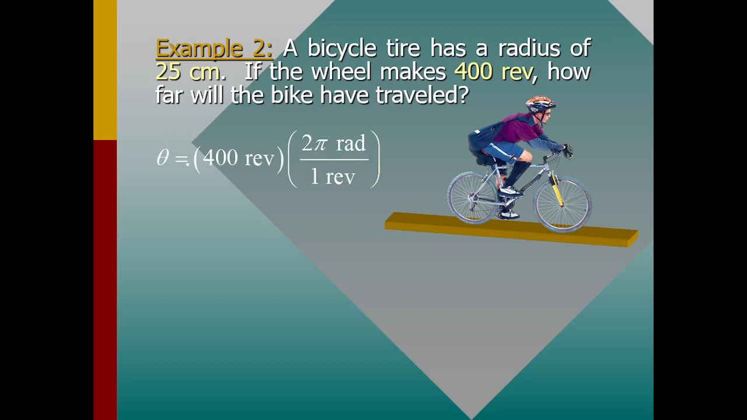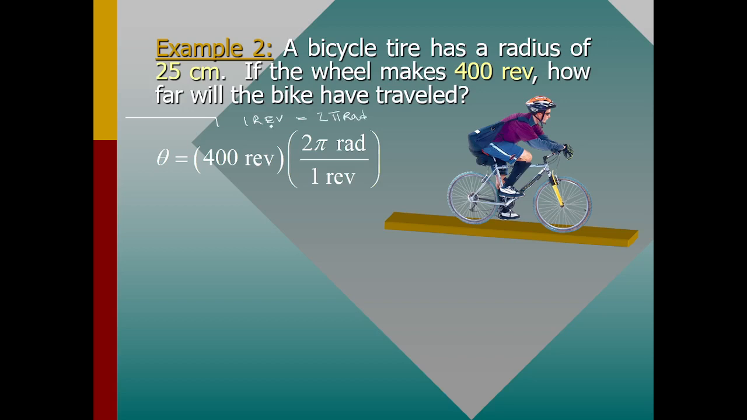So here I'm changing the revolution into the radian. From the formula there, 1 revolution is equal to what? 2 pi rad. 1 revolution is equal to 2 pi rad.